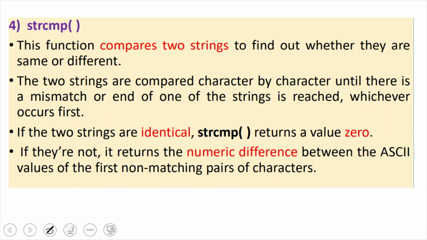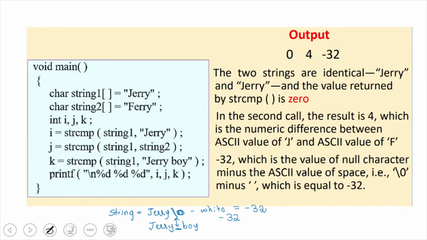Next is string compare. String compare helps you to compare two strings and find whether they are the same or different. If they are identical, then it will return a 0 value. But if they are different, then the numeric difference between the ASCII values of the first non-matching pair is returned. Let's see that. For example, let string 1 be Jerry and string 2 be Ferry. If you compare string 1 with Jerry, string 1 is the same as Jerry, so if these two are compared, then you will get i equal to 0.